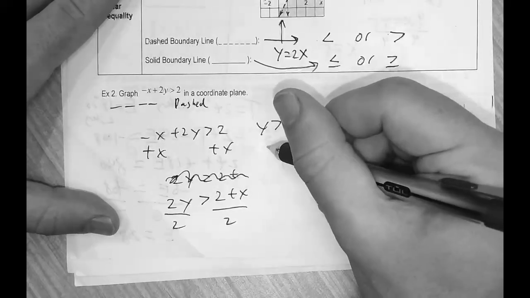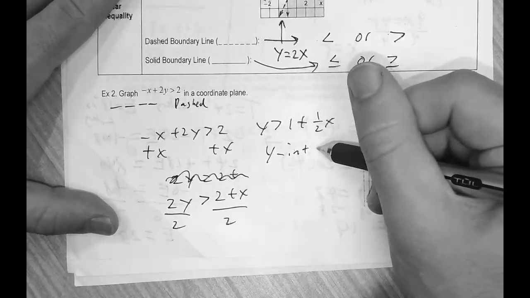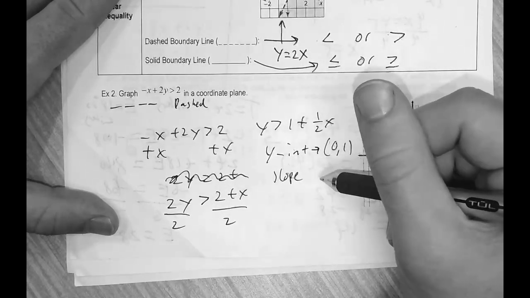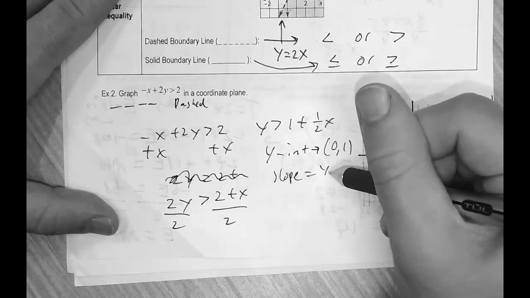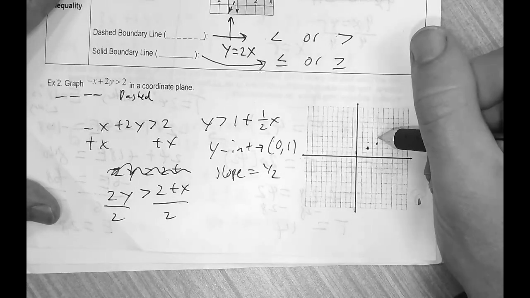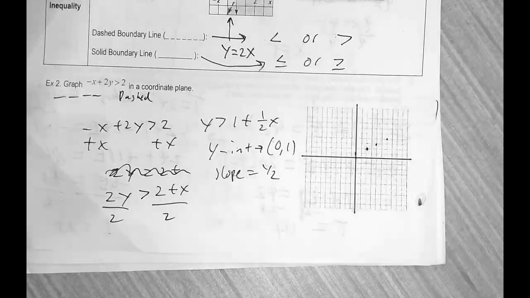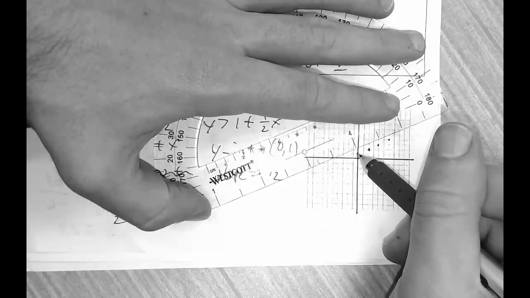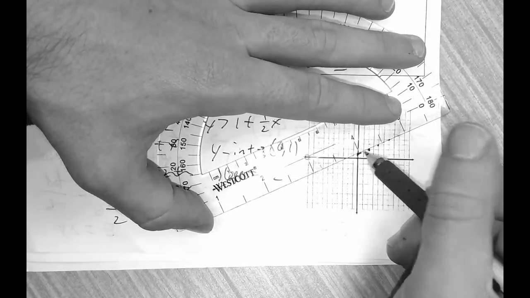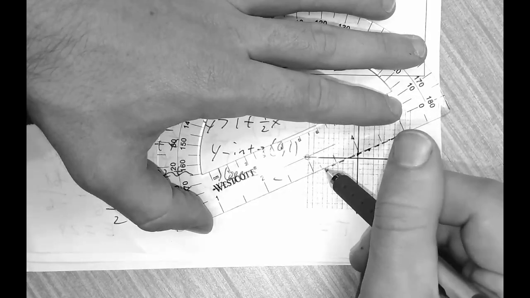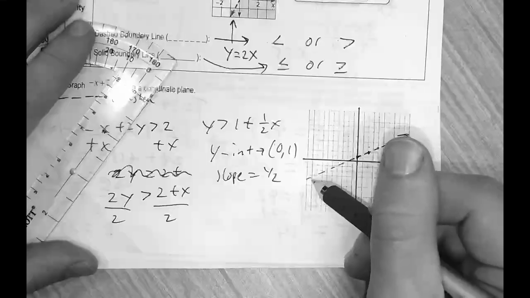Okay. So that means my y-intercept is (0, 1), and my slope is 1/2. So we're going to go to (0, 1). We're going to go up 1 over 2. Rise over run. Up 1 over 2. But when I connect the dots, because it's a dashed line, I'm not going to connect everything. I'm going to do little dashes. Okay, like that. We'll still have the arrow there and the arrow there.